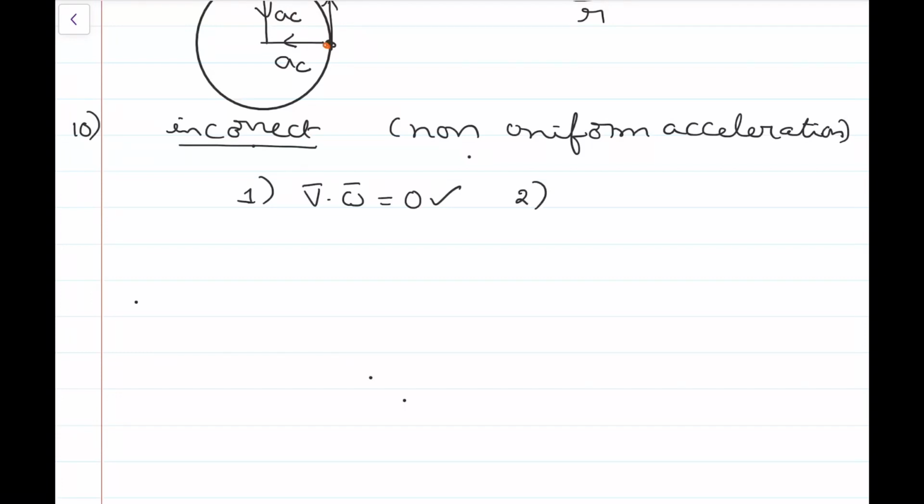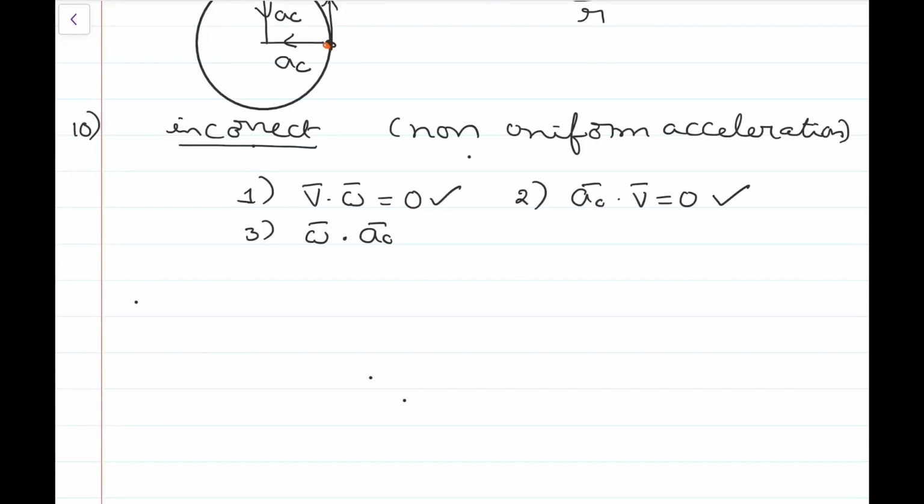The second one, centripetal acceleration and linear velocity. Centripetal acceleration is acting toward the center, and at any point velocity is tangential to the path. So both are mutually perpendicular, so a_c bar dot v bar is equal to 0. This is also correct. And the third one, angular velocity vector dot centripetal acceleration. Angular velocity is directed along the axis.